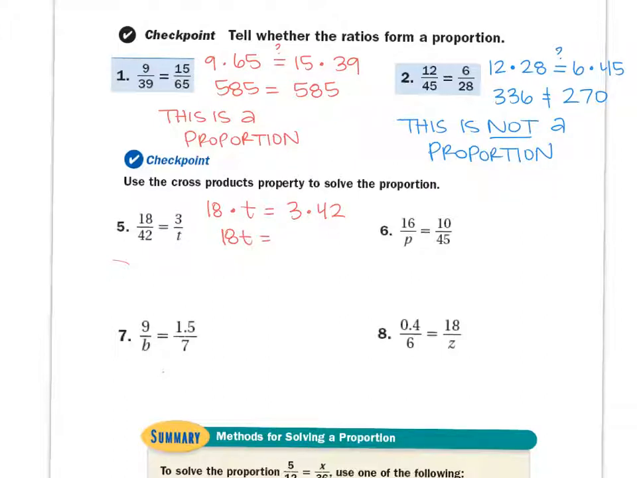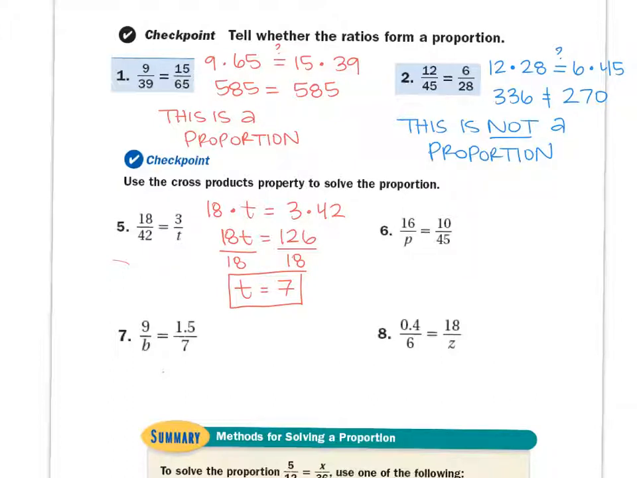18 times t is just 18t. 3 times 42 is 126. Now, if my goal is to get t by itself, I need to get rid of the 18. And so I'm going to ask the question, what operation is happening between the 18 and the t? It's multiplication, so I undo it with division. Again, you are welcome to use your calculator, but you must show your work just like I am. 126 divided by 18 is 7. So t equals 7.